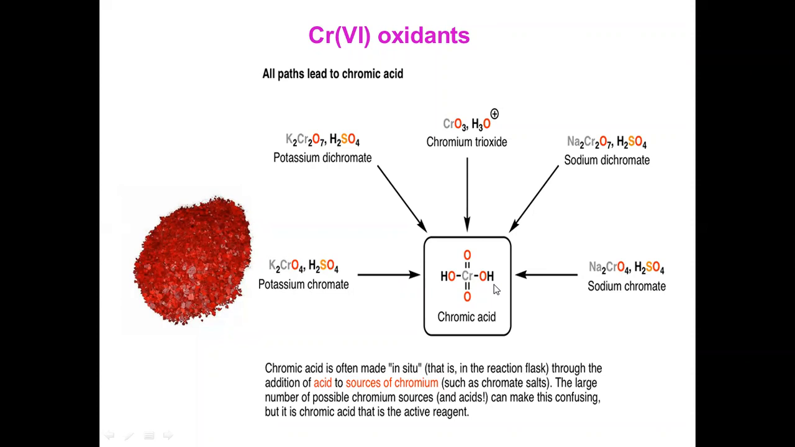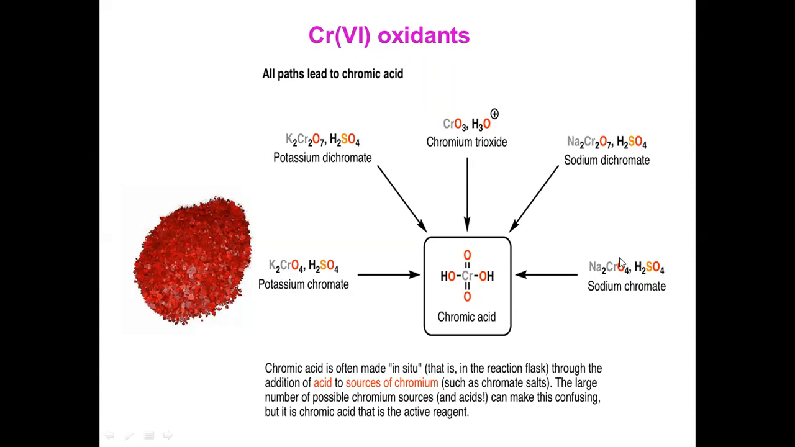This chromic acid is prepared by the addition of acids to some chromium sources. Let us see what the possible chromium sources are, and how chromic acid is prepared from them. We can take potassium chromate K2CrO4, potassium dichromate K2Cr2O7, chromium trioxide CrO3, sodium dichromate Na2Cr2O7, or else sodium chromate Na2CrO4.